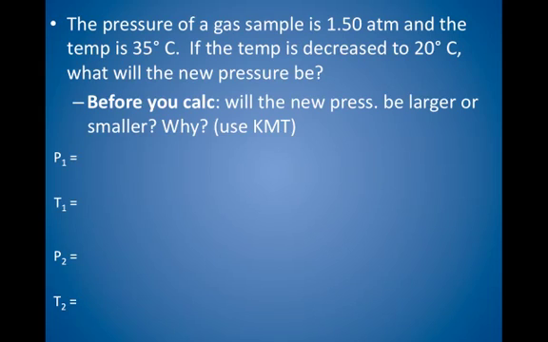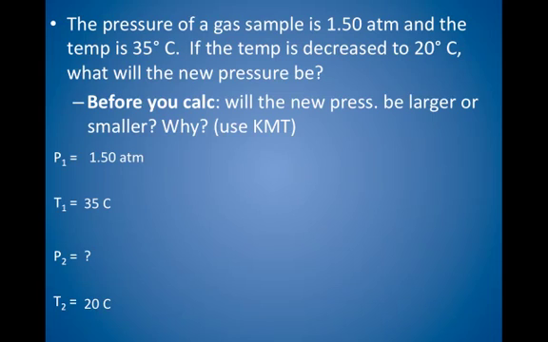And so, temperature's decreasing, down 15 degrees Celsius. Smaller temperature means slower particles. Slower particles means they're not going to be hitting the walls of the container as fast. Not hitting the walls of the container as fast leads to lower pressure. So the answer you should get is a lower pressure. So conceptually you should expect that. Now we just got to do the math.